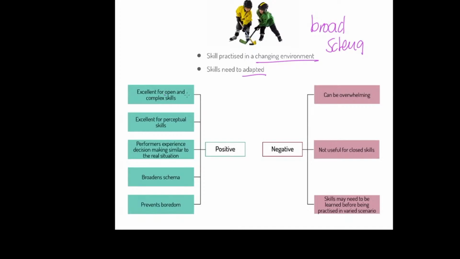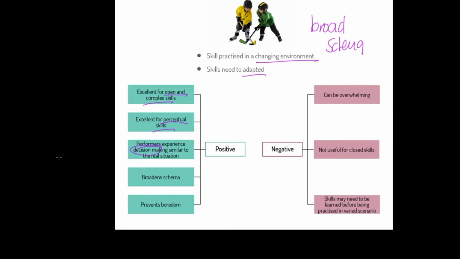So we do it with open and complex skills. I put back that term to you, lots of perceptual processes. Here's my term, perceptual skills. So anything that involves us judging the environment and acting on it, of course, that's going to link very, very neatly here to us. We've got the performance experience decision making, similar to the real situation.